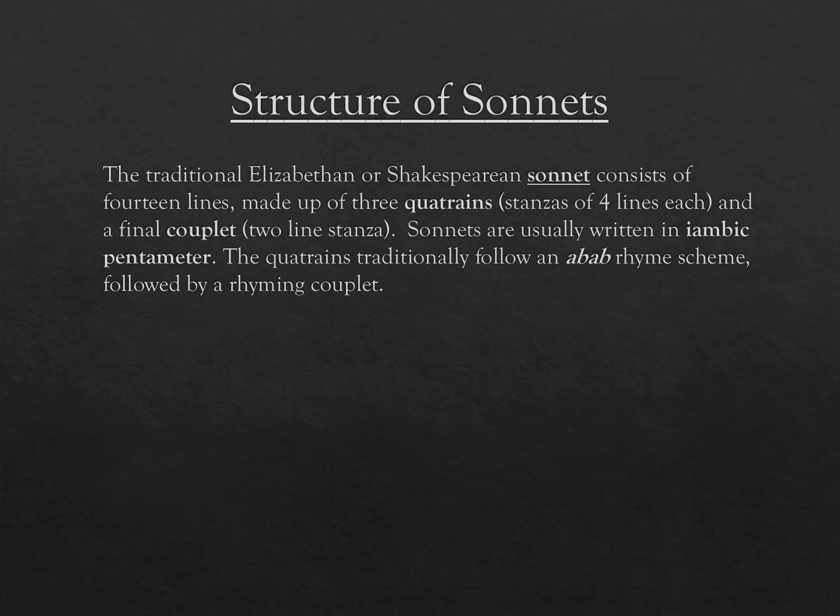Sonnets are usually written in iambic pentameter. Shakespeare is most known for this meter, which is the iambic pentameter. The quatrains traditionally follow an ABAB rhyme scheme, followed by a rhyming couplet.